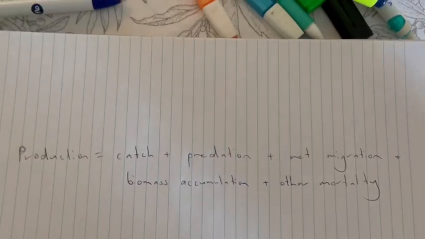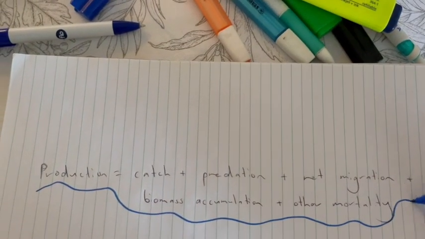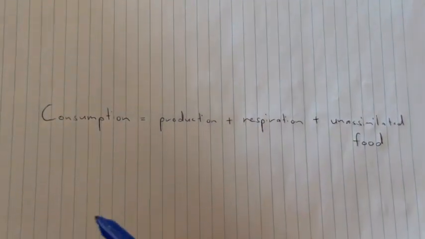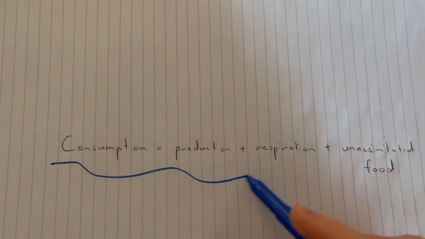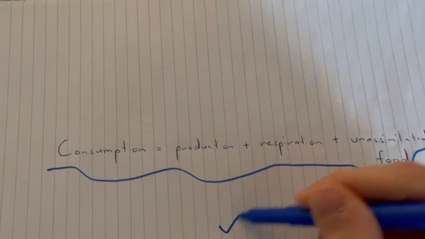The 2 master equations are: production equals catch plus predation plus net migration plus biomass accumulation plus other mortality, and consumption equals production plus respiration plus unassimilated food. With these parameters and equations, Ecopath can get stuck into the modelling of the ecosystem. But which ecosystem to model?